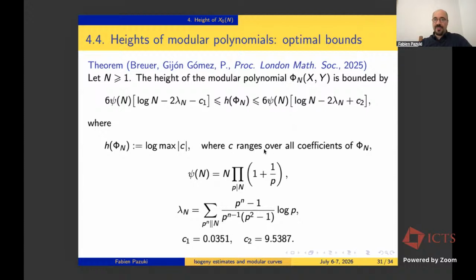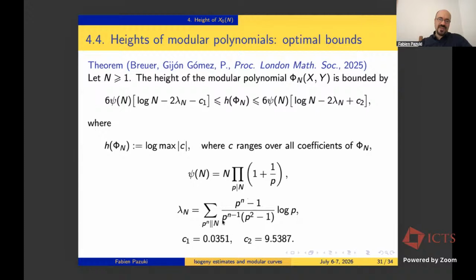Psi(n) is the main term in the genus formula, which I will recall on the next slide. This is always between n and n log n. That's the main term, so we have a control of 6 psi(n) log n. Then we have a secondary term, which is given by that. It looks a bit complicated, but if you like analytic number theory, you can get a quick glance at what its size can be.